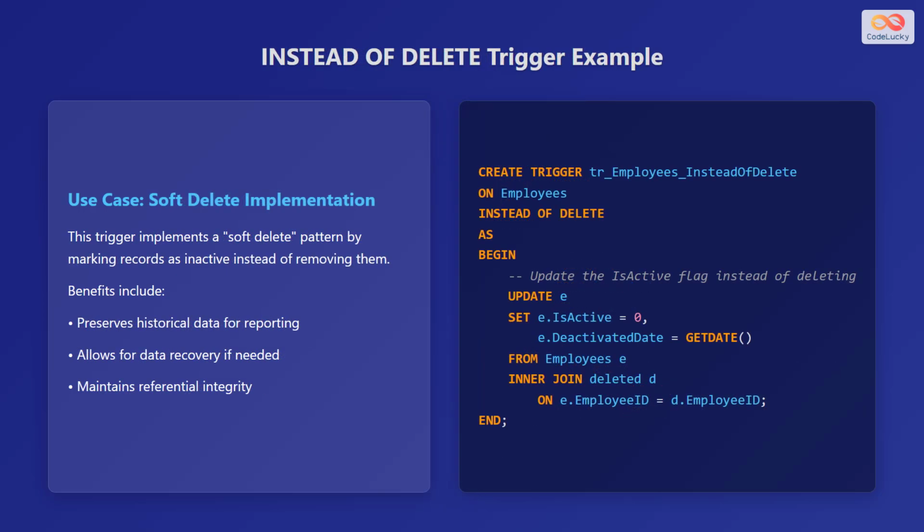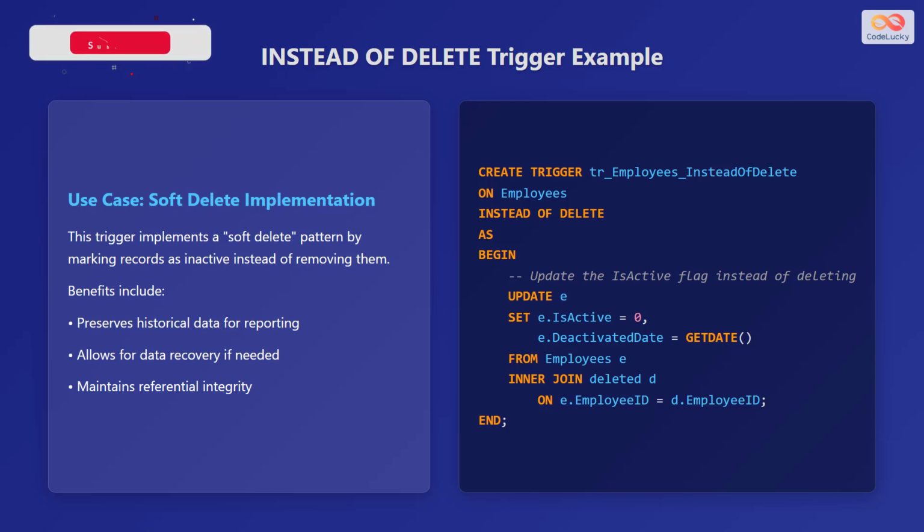Let's explore an example of an instead of delete trigger, focusing on implementing a soft delete. This trigger implements a soft delete pattern by marking records as inactive instead of actually removing them from the database. The advantages of this approach include preserving historical data for reporting purposes, allowing for data recovery if needed, and maintaining referential integrity.